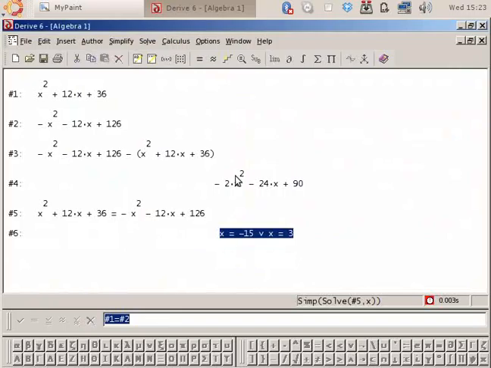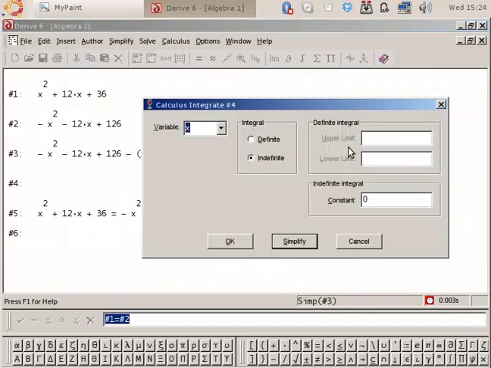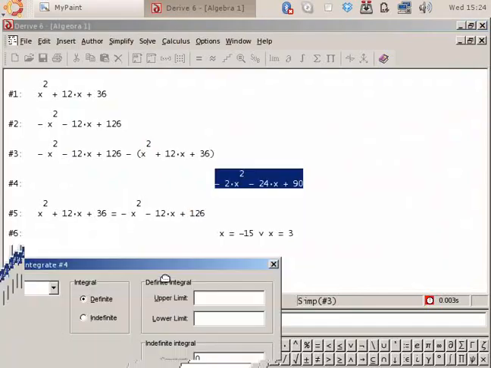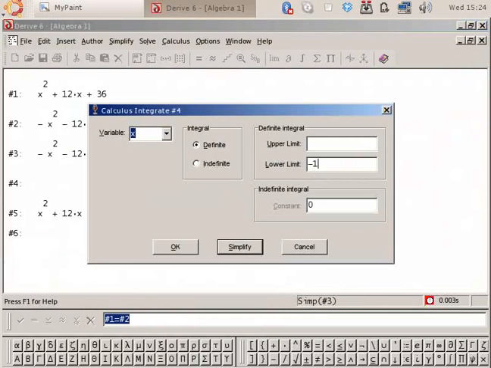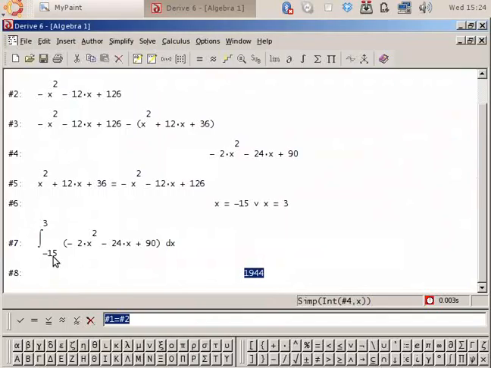So now we just integrate this here. And the limits are, what was the lower limit? Minus 15 up to 3. So minus 15 to 3 of that will give you this answer.